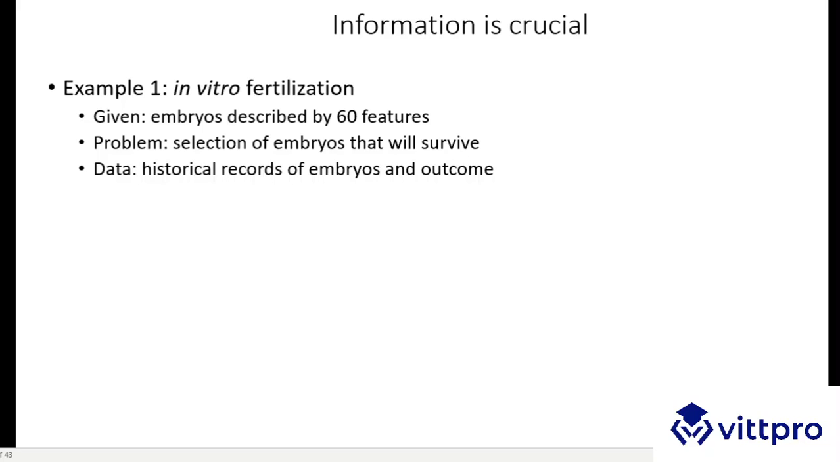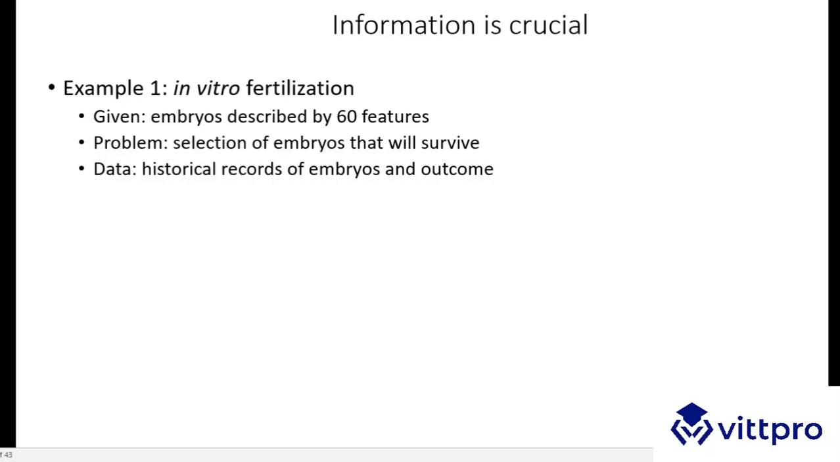Wait, sorry, there are 60 features for each embryo, and then there are 60 embryos? No, for each embryo there are 60 features. So now the feature combinations can be different, right? Let's say it's A, B, C, D. Let's say there are 60 different features. How many combinations of these features can there be? Let's say there are only two possibilities, 0 and 1. So how many numbers can be made with these 60 features?